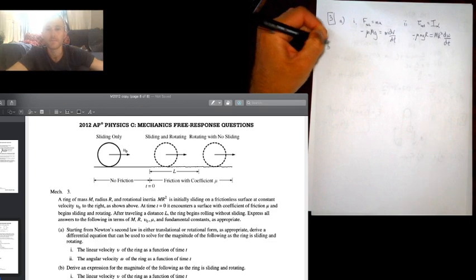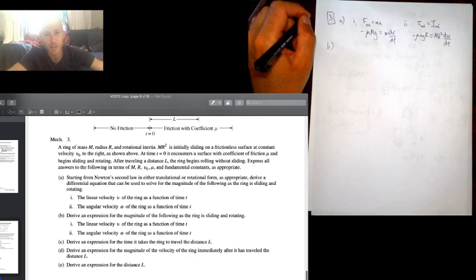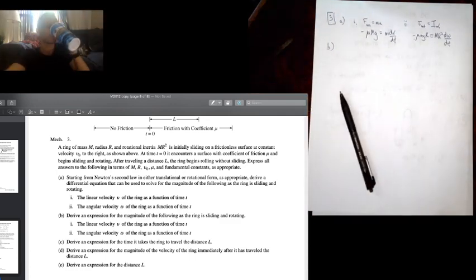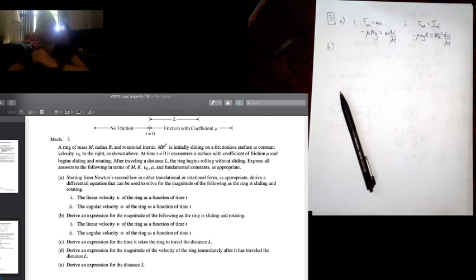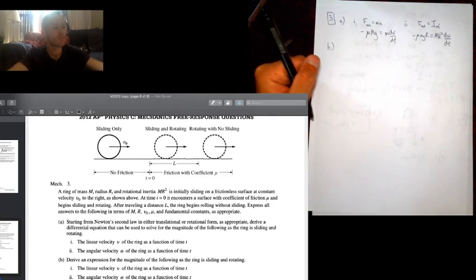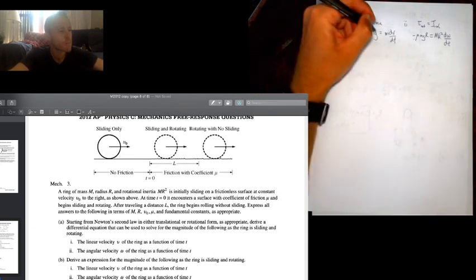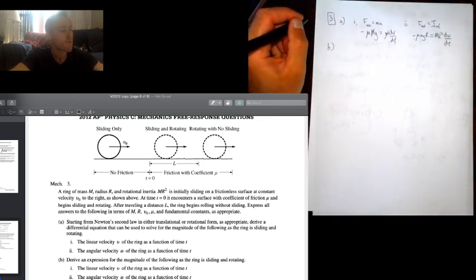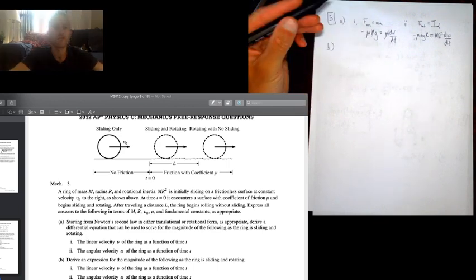Part B, derive an expression for the following as the ring is sliding and rotating. The linear velocity as a function of time. The angular velocity as a function of time. So, these are both just constants, right?